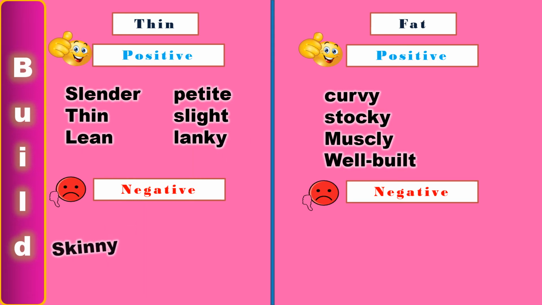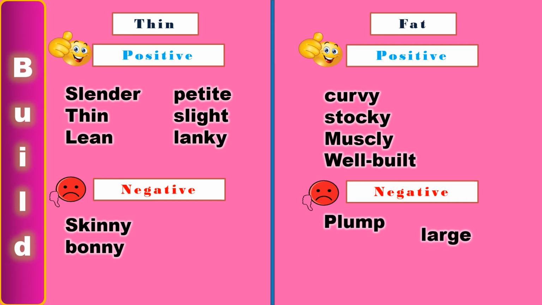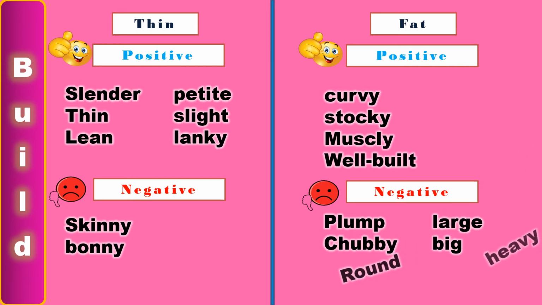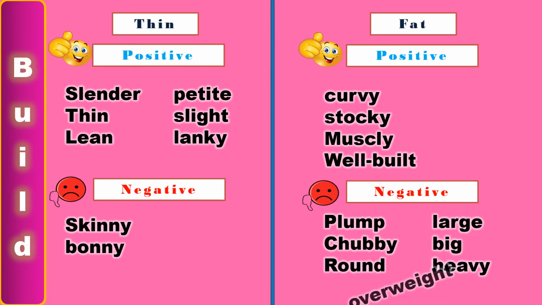For the negative, you can say skinny. Skinny is not such a good word. Next is bony. And then for fat, the negative words that you can use to describe a fat person is plump and large, then chubby and big. Also have round and heavy. And then last would be overweight. Okay, so remember these words for you to use.